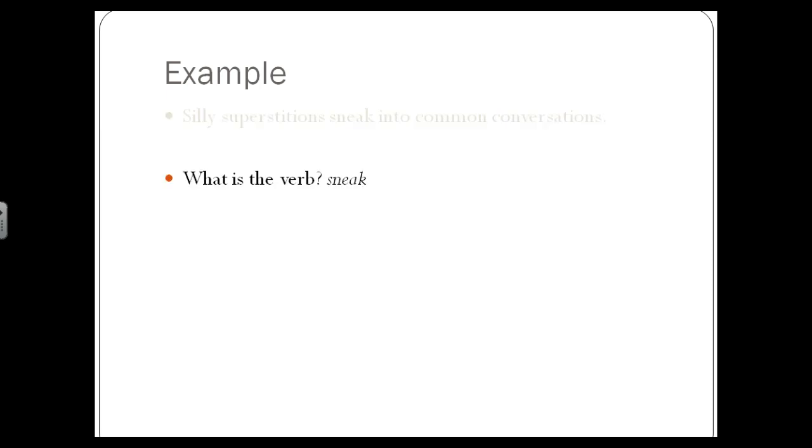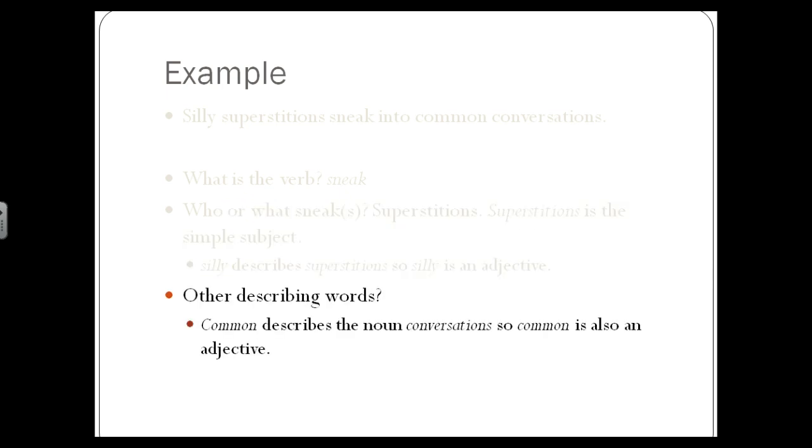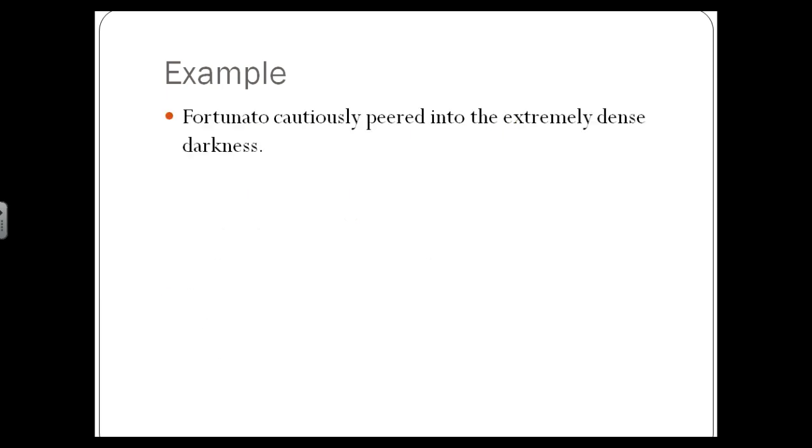The verb is sneak. Who or what sneaks? Superstitions is a simple subject. Silly is describing superstitions, and since we know subjects are nouns or pronouns, we know silly is an adjective. What other words do we have? Well, common is a describing word. It's describing conversations. Conversations, as most things that end in ION, is a noun. So, common describing that noun conversations makes common an adjective.